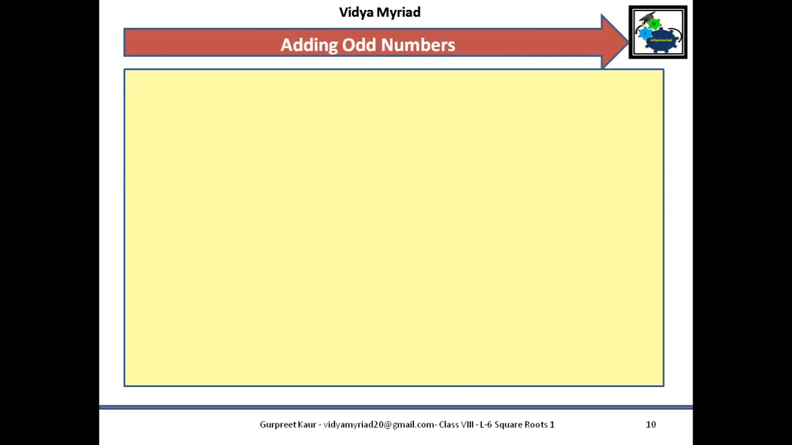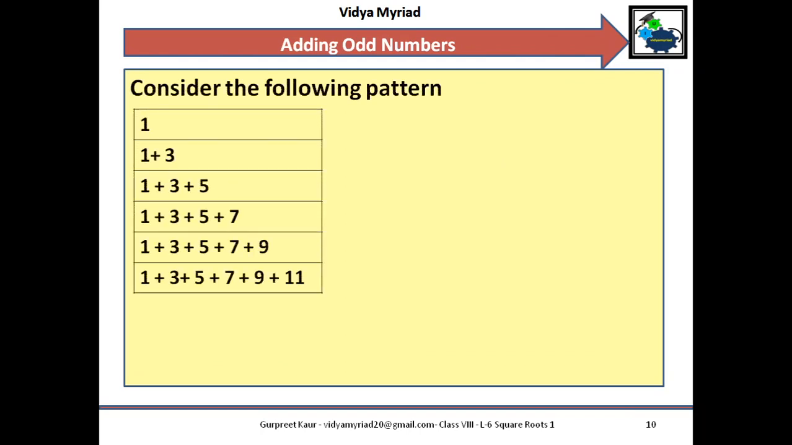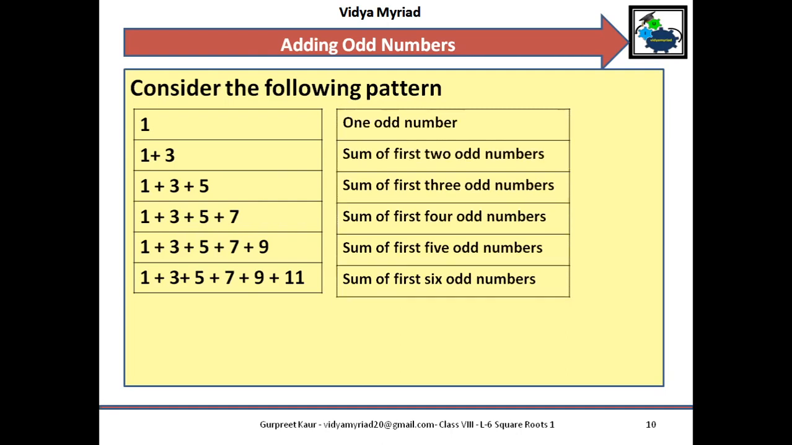Adding odd numbers. Now consider the following pattern. You see, in every stage I have added one odd number. You know what odd numbers are? 1, 3, 5, 7, 9, 11. So these are the odd numbers. If I add them one by one, look at how the pattern is formed. 1 is the one odd number. 1 plus 3 means the sum of the first two odd numbers. 1, 3, 5: the sum of the first three odd numbers. 1, 3, 5, 7: the sum of four odd numbers, and so on.